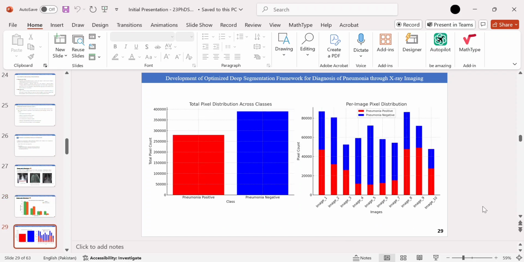This is the pixel-wise distribution of the dataset. The left plot shows the total pixel count of all the images per class, pneumonia positive and pneumonia negative. And the right plot shows the distribution of the pixel count per image, with the stacked bar showing the portion of pneumonia positive and pneumonia negative.